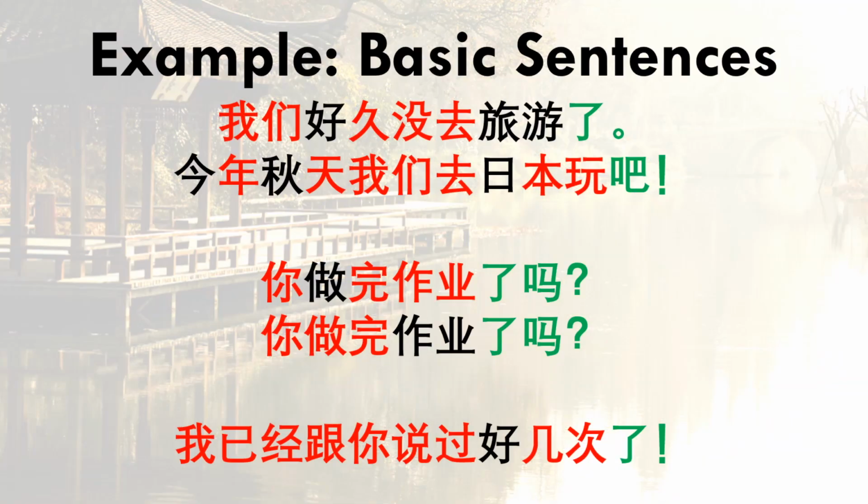All right, so we have some basic sentences here. I'm going to read all of them and go through why I would stress certain words and not other words. 我们好久没去旅游了. So this one, we haven't traveled in so long. The 好 is the "so" part, or a good amount of time, 我们好久, in such a long time, right? 没去旅游了. We haven't traveled. It's a substantial word, 旅游.